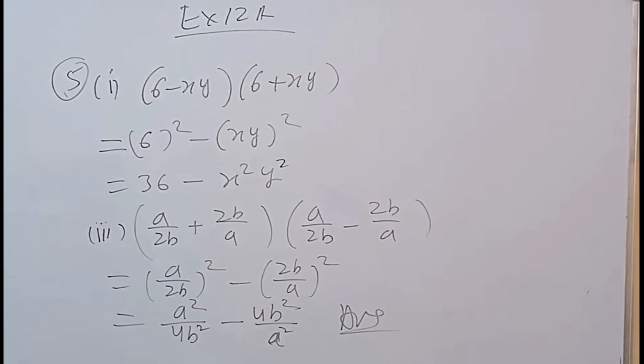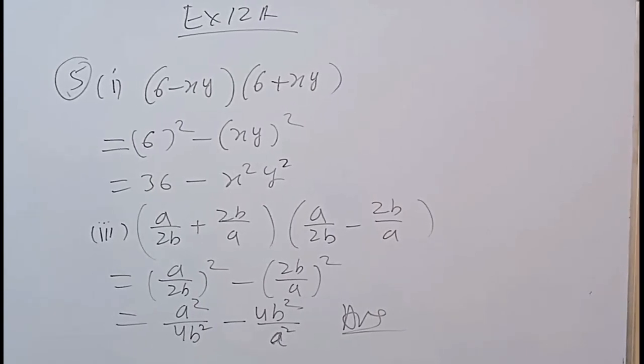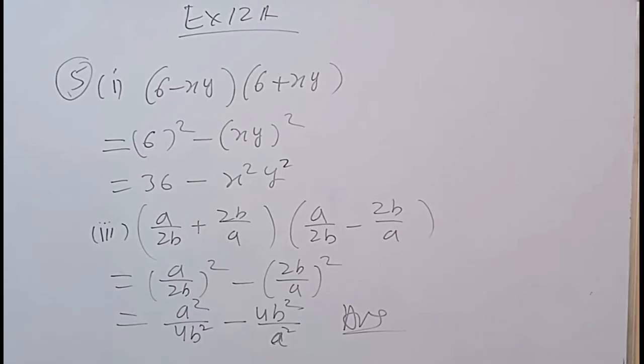Children, I am taking question number 5, first part. 6 minus xy and 6 plus xy, use the identity a plus b, a minus b equal to a square minus b square. So write 6 whole square minus xy whole square, that is 36 minus x square y square. So that is the answer of 6 minus xy and 6 plus xy.